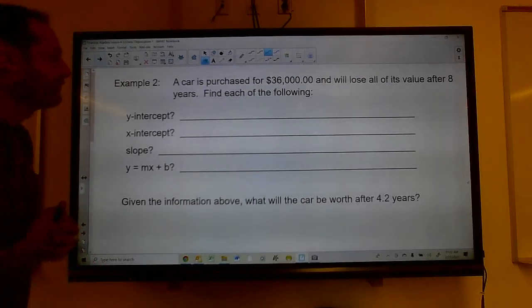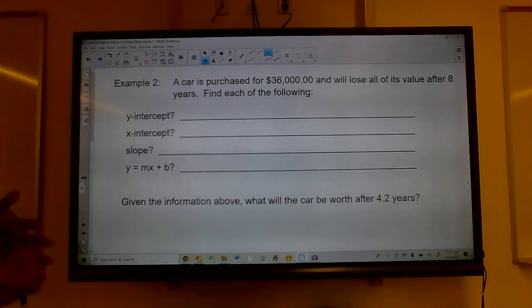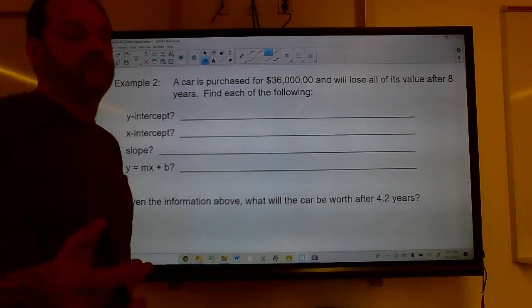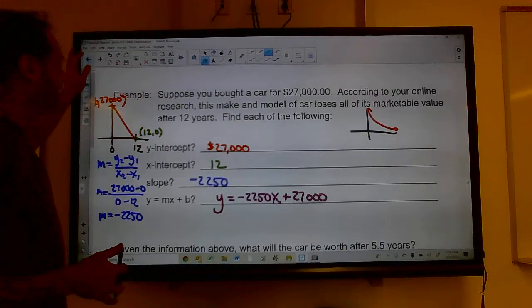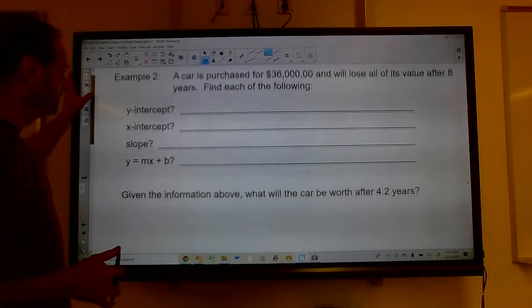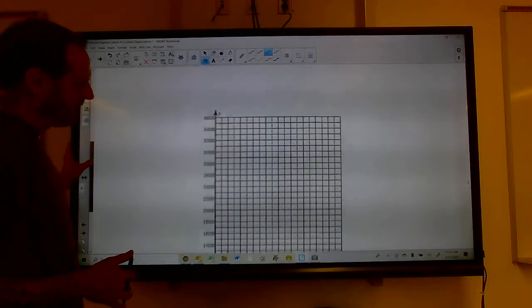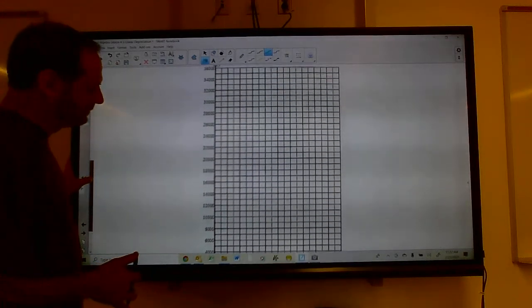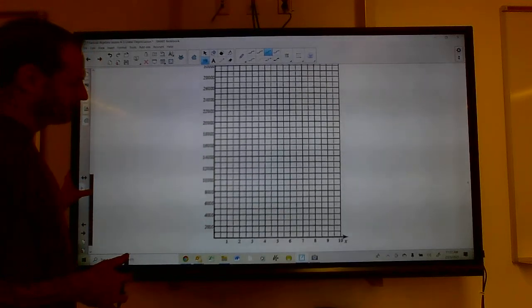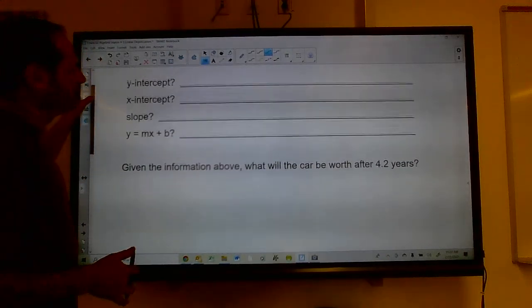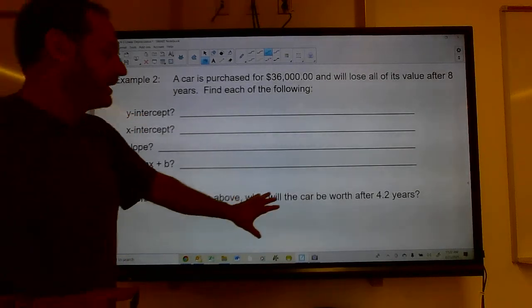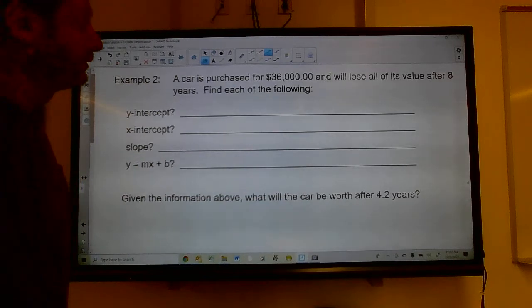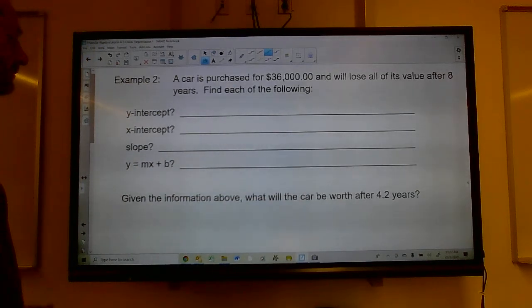Okay, a car is purchased for $36,000 and will lose all of its value after 8 years. Find each of the following. So here's what I want you to do. I want you to pause the video. You can look at example 1 here and do example 2. There's even a graph here you can look at. I wish I could get it all on one page for you, but I can't. So figure these 4 things out, and you can do this algebraically, and then come back in and compare with what I get. Okay, so pause the video now.